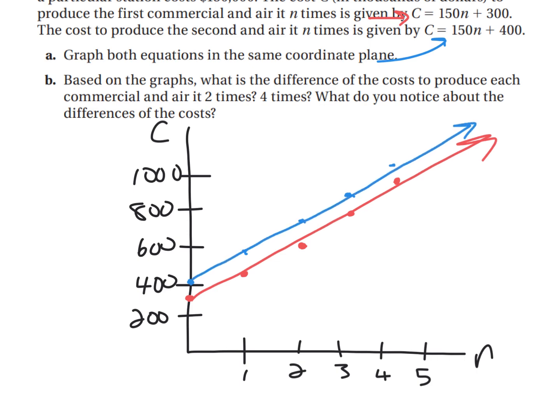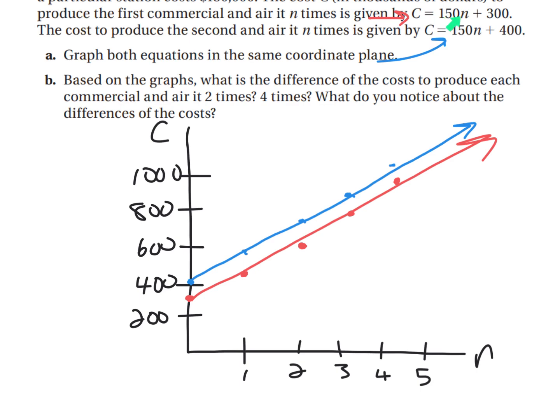And we should notice those graphs look parallel because they are. They have the same slope, right? These are never going to intersect. They're the same distance apart the whole time. So here it says, what's the difference in cost to produce a commercial that airs 2 times or 4 times? Okay, so if I air it 2 times, there's a $100 difference. I could read those numbers from my graph, which maybe isn't exact, or I could just go up here and put a 2 in each of these.